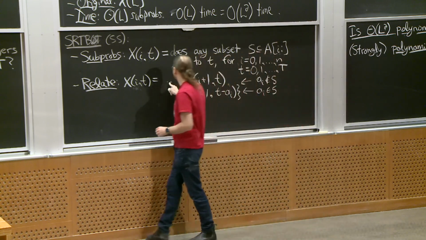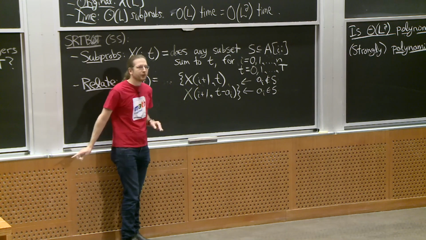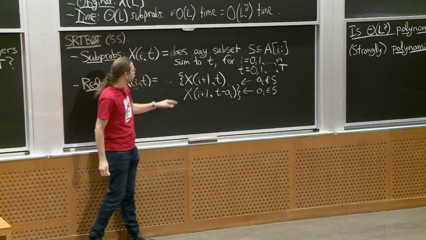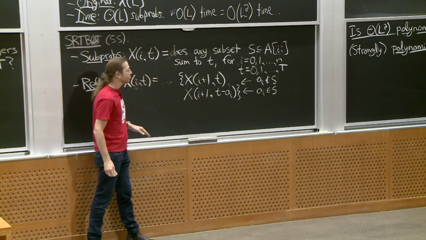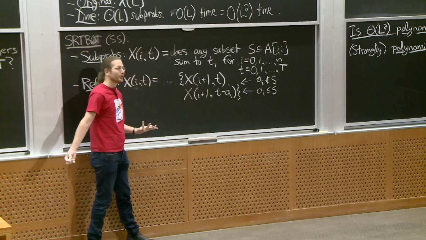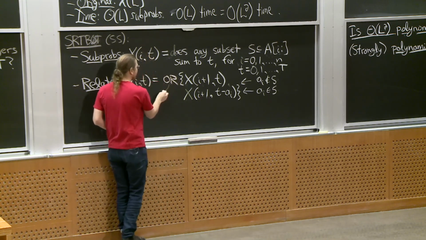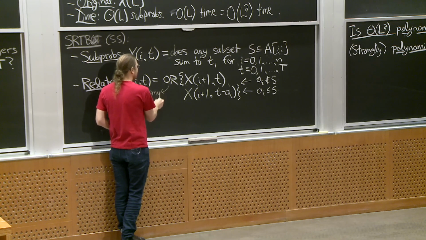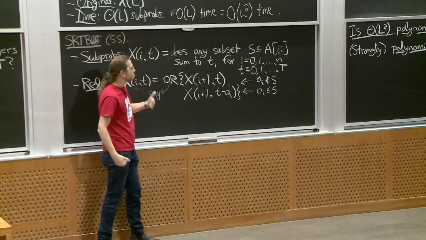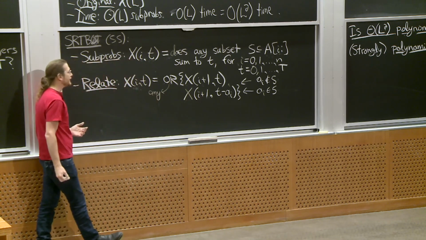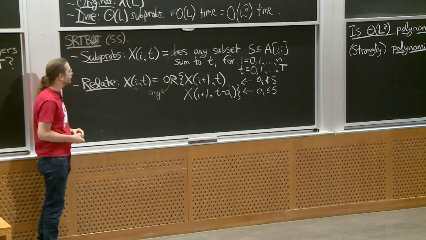Now, what do we want here? Normally I'd write max or min, but this is a decision problem. The output is just yes or no. So this is a yes or no answer, and so what I want is or. In Python, this would be called any. Just, are any of these things true? Because if there's any way to construct a set that sums to t, then the answer to this is yes.